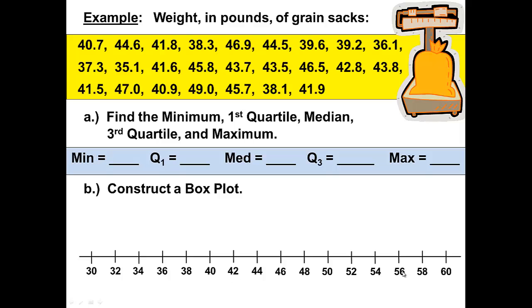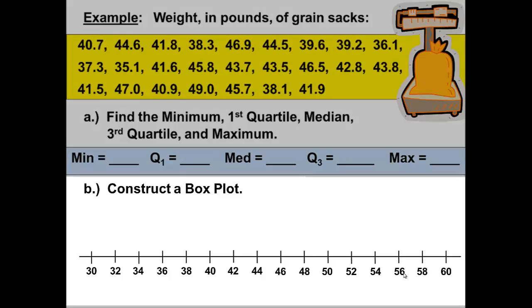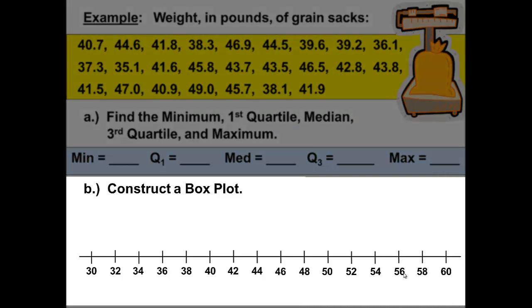In our example, we have the weight in pounds of grain sacks. The problem is broken down into two separate parts. Part A asks us to find the 5-number summary, consisting of the minimum, first quartile, median, third quartile, and the maximum. Part B asks us to construct the box plot.